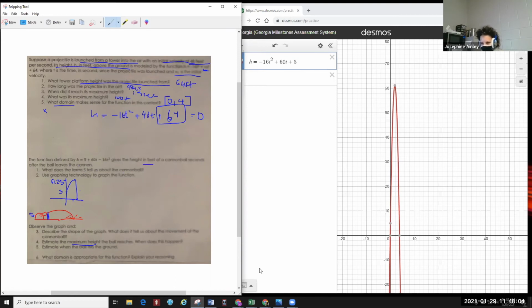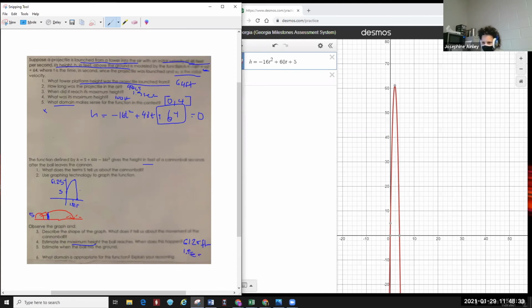So estimate the maximum height the cannonball goes. It's going to be 61.25 feet. And when does it reach that? The X value is 1.875. So over here is 1.875. All right, and 1.875 is about 1.9 seconds.